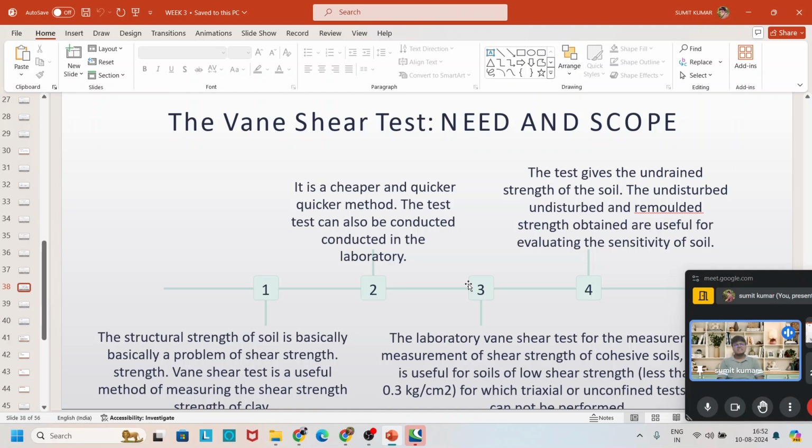Okay, so this test gives the undrained strength of soil, and the undisturbed and remolded sample strength is obtained, which is used in evaluating the sensitivity. As we know, sensitivity is the undrained shear strength of the undisturbed sample divided by that of the remolded sample.